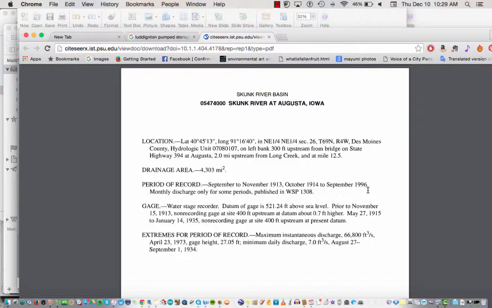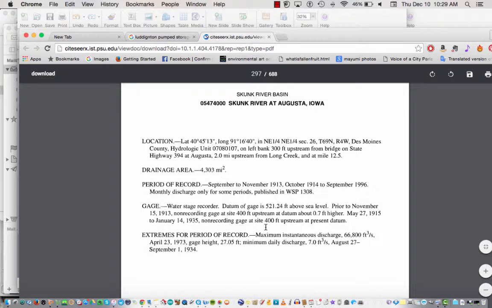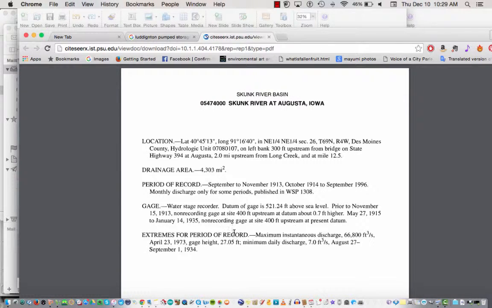So we've got some really good long water data that we can use to analyze this project. It tells you a little bit about the gauge, and a little bit about the extremes. The maximum discharge that's been seen is 66,800 cubic feet per second, and the minimum is 7 cubic feet per second. That's a huge difference in the amount of flow that's available. But those are very rare events. Those don't happen very often, so we can sort of ignore them.